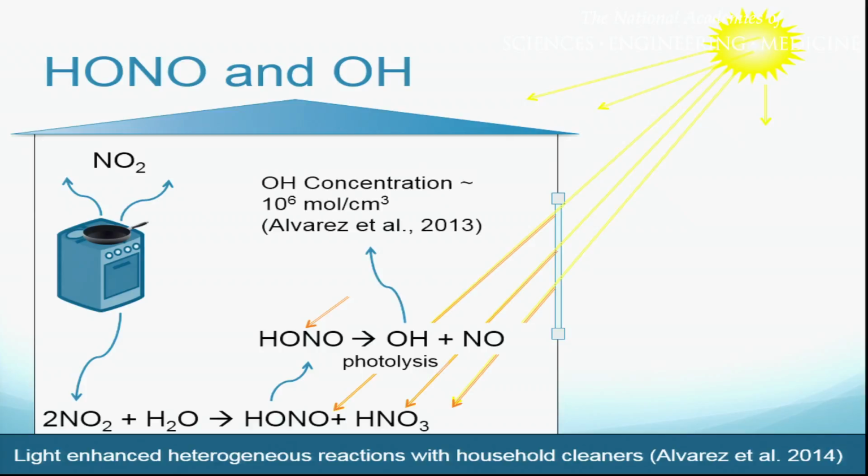What they found was that near windows, this OH concentration was of the same order of magnitude as what you see outdoors. So clearly, at least in some areas of the building, we can see a potentially very high oxidation rate of OH with organic compounds. And OH is interesting because it's indiscriminate. It doesn't just react with terpenes, it reacts with a whole suite of other volatile organic compounds.